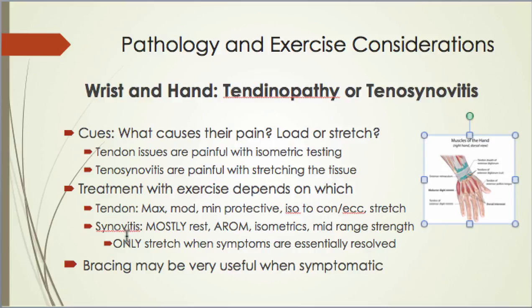With synovitis, we're going to mostly rest it. That might mean some sort of a brace or a splint. They can do active range of motion. Isometrics aren't going to hurt at all, so they can do all the isometrics they want. But we want to do it in a mid-range. Why? Because putting it at end range can stretch the tenosynovium, which is going to hurt. So, only stretch when symptoms are essentially resolved. Don't do it earlier. It's not going to help them. And again, bracing may be helpful in either of these cases when there's a symptomatic tendon or tenosynovitis issue at the wrist and hand.